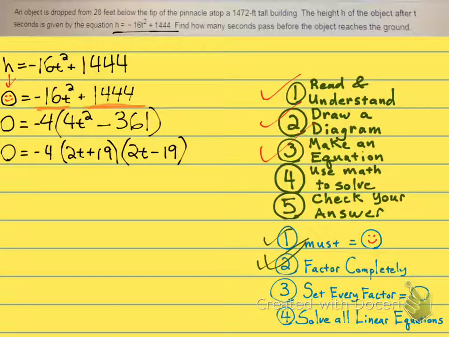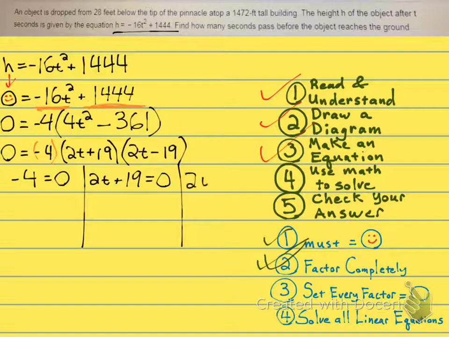Step 3, set every factor equal to 0. So, here's a factor, here's a factor, and here's a factor. Let's set all three of them equal to 0. So, I have -4 equals 0. I have 2t plus 19 equals 0. And I have 2t minus 19 equals 0. And now let's solve every one.